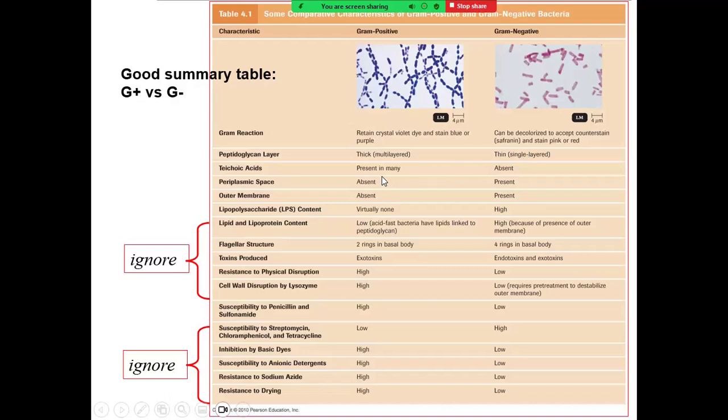Teichoic acid is present in the gram-positive cell, absent in the gram-negative cell. You don't need to know about the periplasmic space. Obviously, it's only in the gram-negative cell, but the outer membrane is absent in the gram-positive cell, present in the gram-negative cell. And then lipopolysaccharide is none in the gram-positive cell, or virtually none, and then very high in the gram-negative cell. And remember, this is where the lipid A is, and so that's the endotoxin.